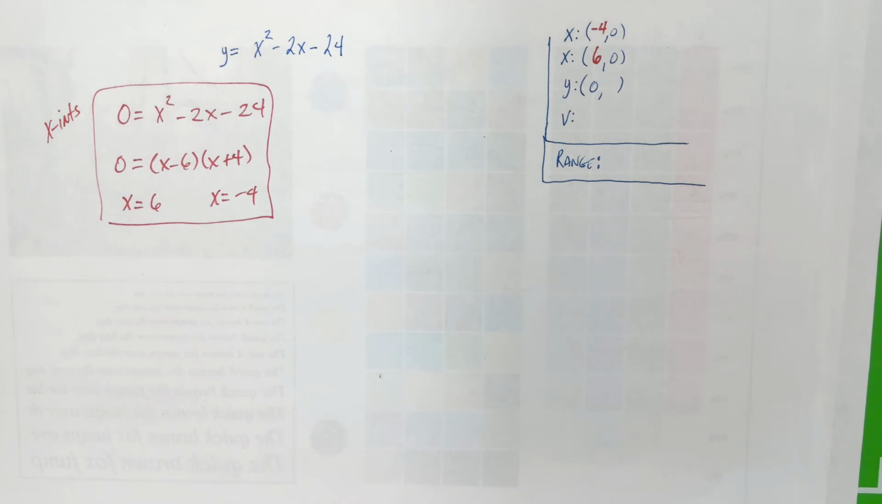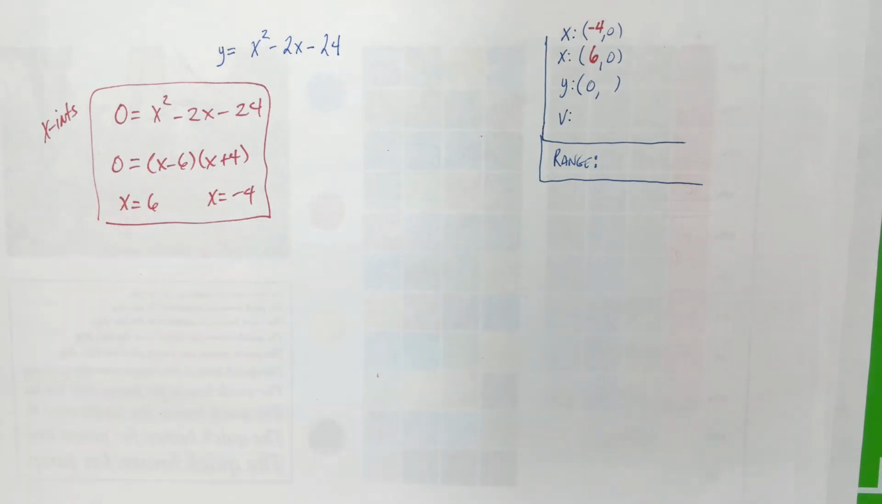We good? But I missed why there are 2 x's. Because there are 2 x-intercepts. Because there are 2 solutions. Because it's factorable. There are 2 factors that multiply together to make 0. Yep.